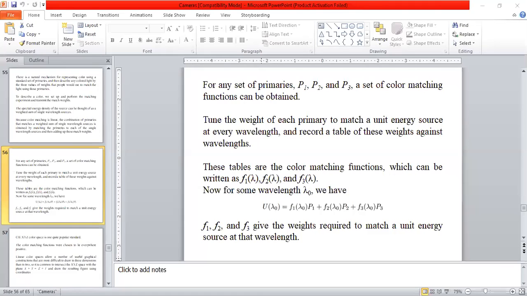How do we avoid this problem? By specifying color matching functions that are everywhere positive. At that time we will not need to represent a negative coordinate, right? So what we have to find is a color matching function that is everywhere positive.